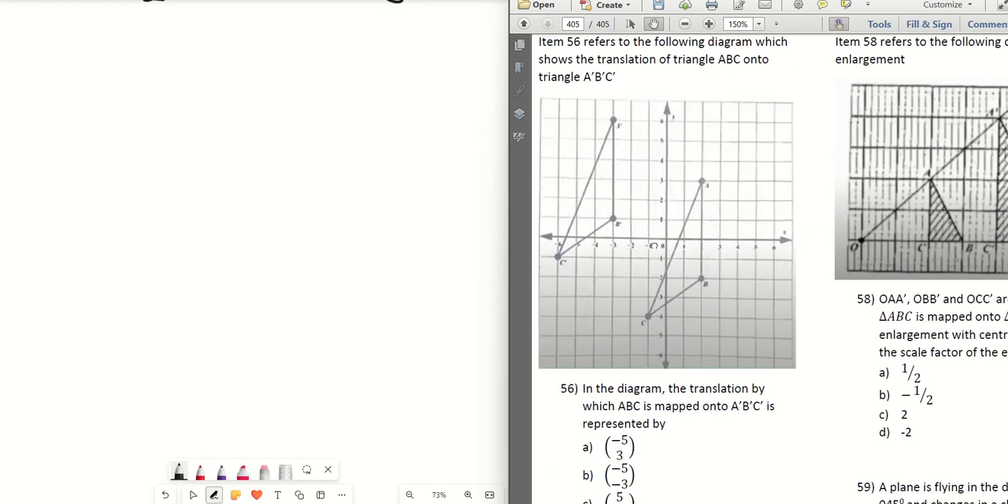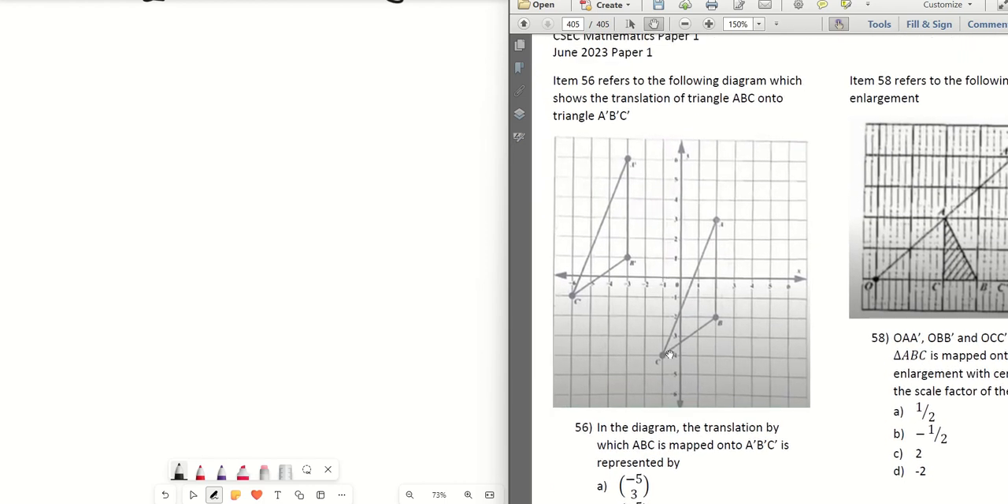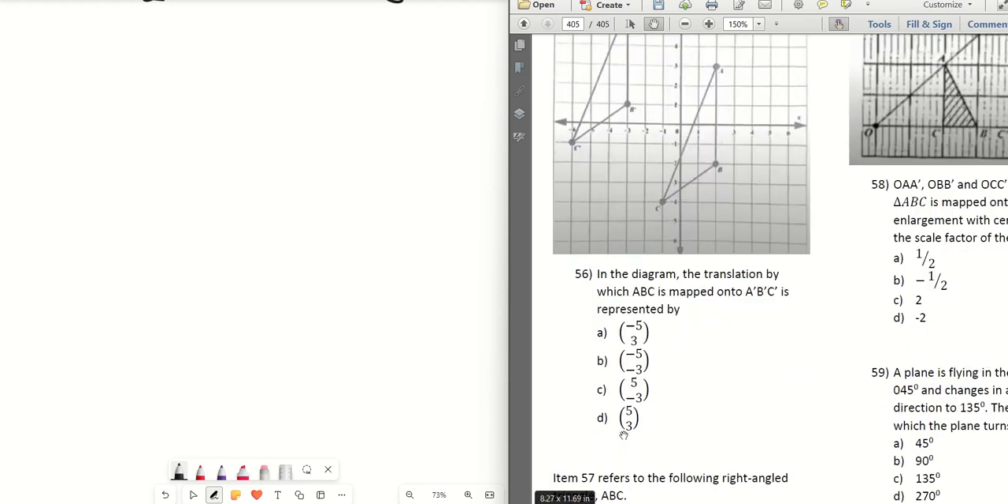So what you're going to do, this is your object and this here is your image. So you're going to take one point and see how much. We're going up to here, right? So that's 1, 2, 3. So it increases along your y-axis by 3. So you're looking for all of them as positive 3. So it's either A or D.